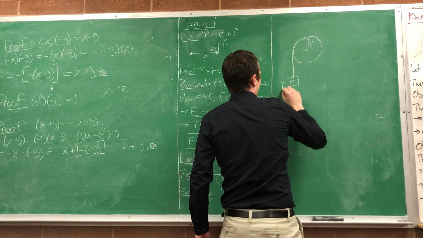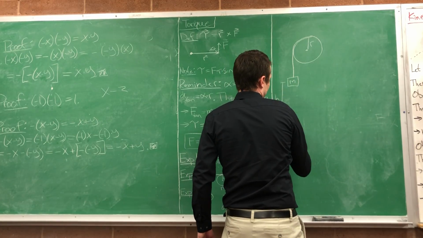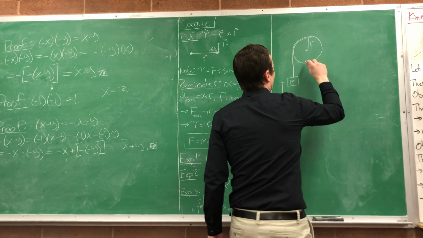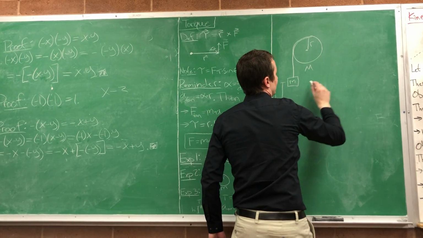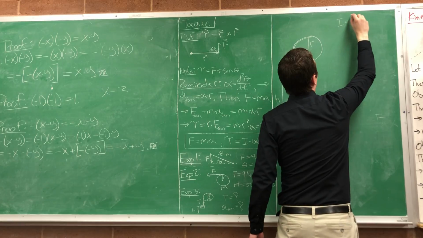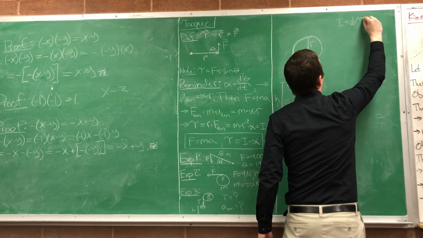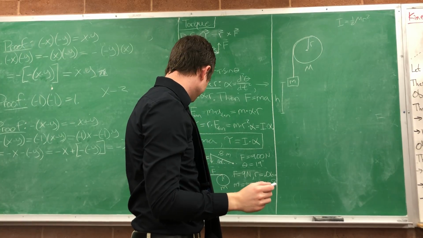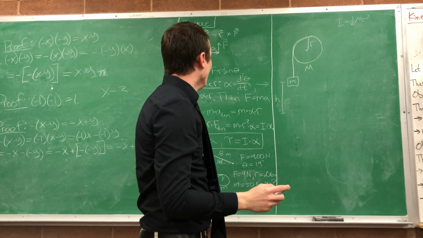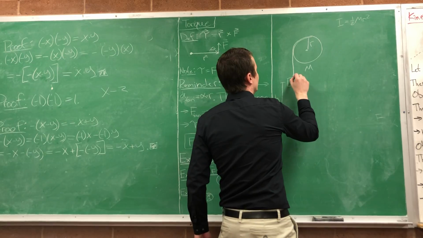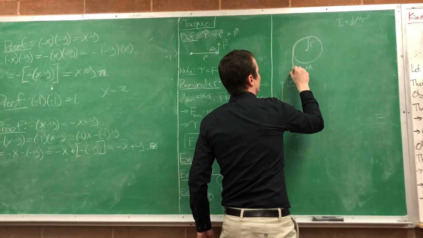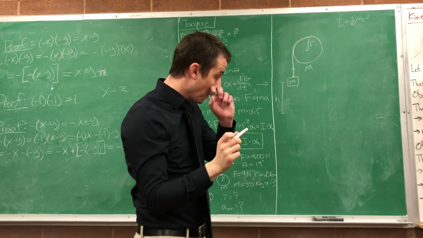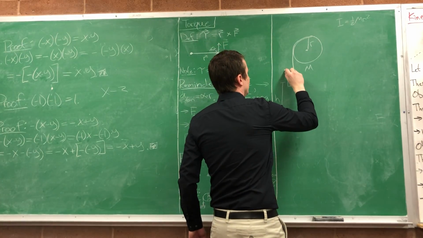That box is going to fall a height h. We know the mass of this sink is big M. Once again, we know the moment of inertia is 1/2 big M R squared. Right? Okay. We're supposed to find the tension in the string pulling up on the sink. So we'll call that T, the tension.